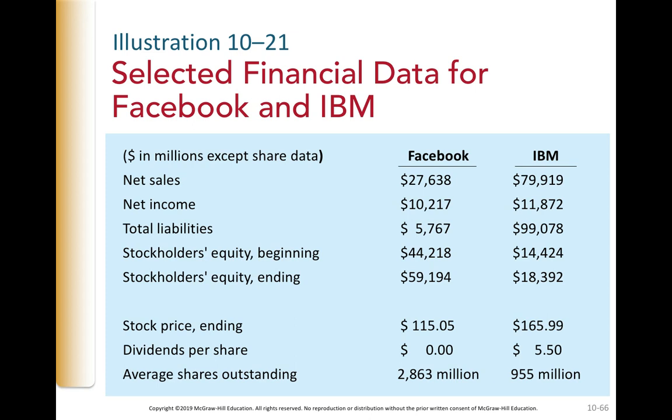Here's some data for Facebook and IBM. In this information, you've got their net sales, net income, total liabilities, stockholders' equity at the beginning and end. You've got their stock price, dividends per share, and average shares outstanding.